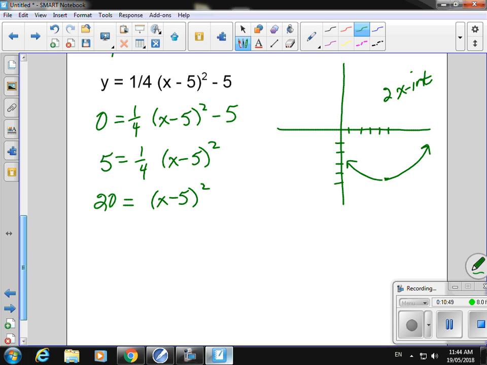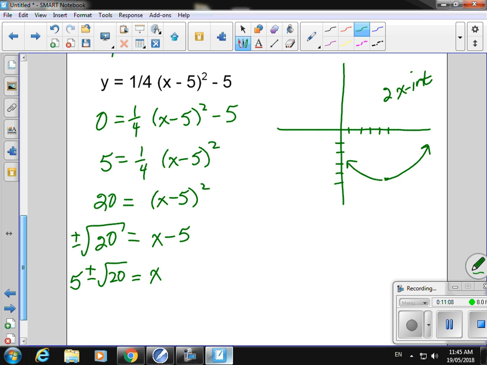Now I need to impose that square root on both sides, and I need to remember that I'm thinking about the positive square root of 20 and the negative square root of 20. Lastly, I'm going to add 5 to both sides. I guess I wrote that in a different order than last time, but it doesn't matter. So I have two x-intercepts.